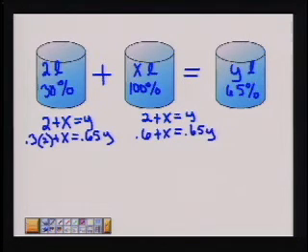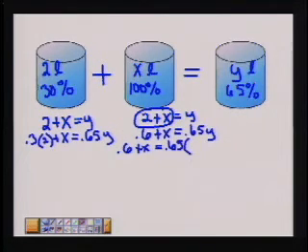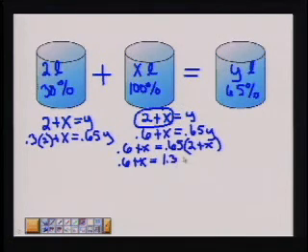In this case, I do have a variable by itself. I have a y by itself. So I'm going to use this 2 plus x and substitute that in for y in my second equation. So I get 0.6 plus x equals 0.65 times my new definition of y, which is 2 plus x. And let's start by distributing the 0.65. So I get 0.6 plus x equals 1.3 plus 0.65x, just distributing my 0.65.